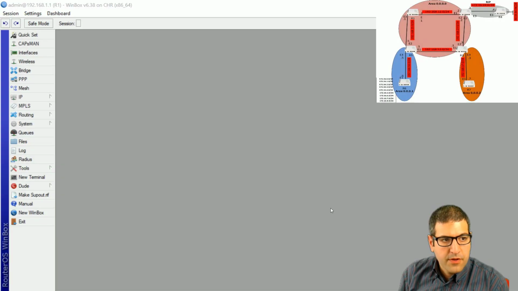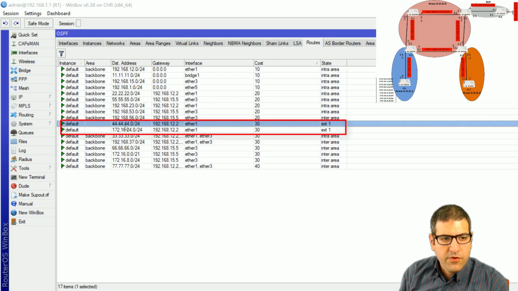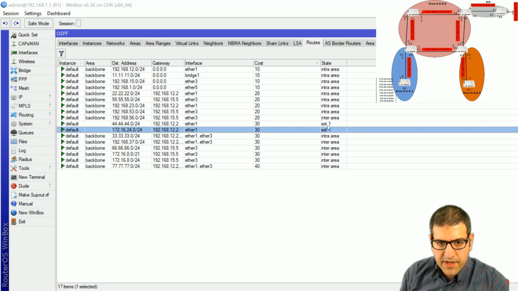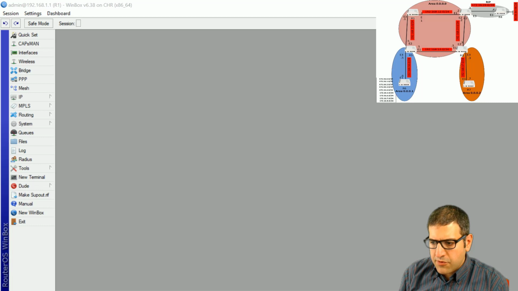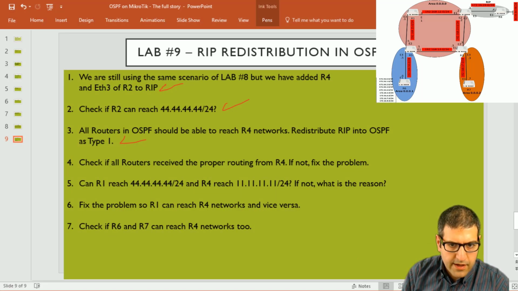Now we go to router 1, then to routing OSPF, and then to routes. Now we can see indeed that 44.44.44.0 is shown, and 172.16.24.0 is also shown. This is the connected network. Both of them are external routes type 1. So up to now point number 4 is okay: check if all routers receive the proper routing from router 1. If not, fix the problem. So we fixed it by redistributing also the connected network.